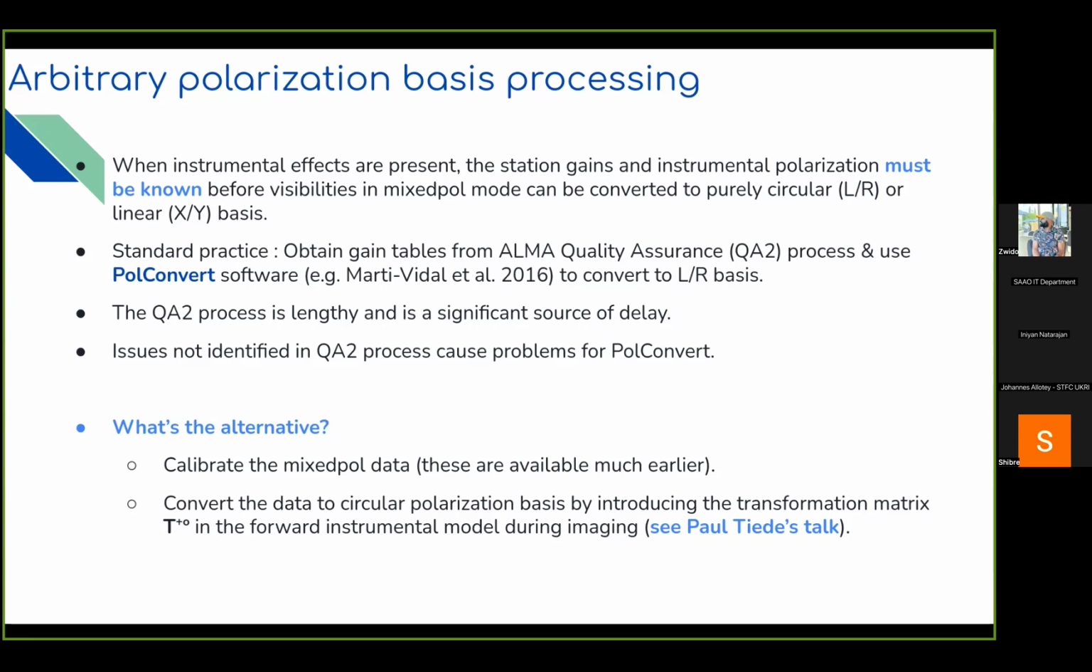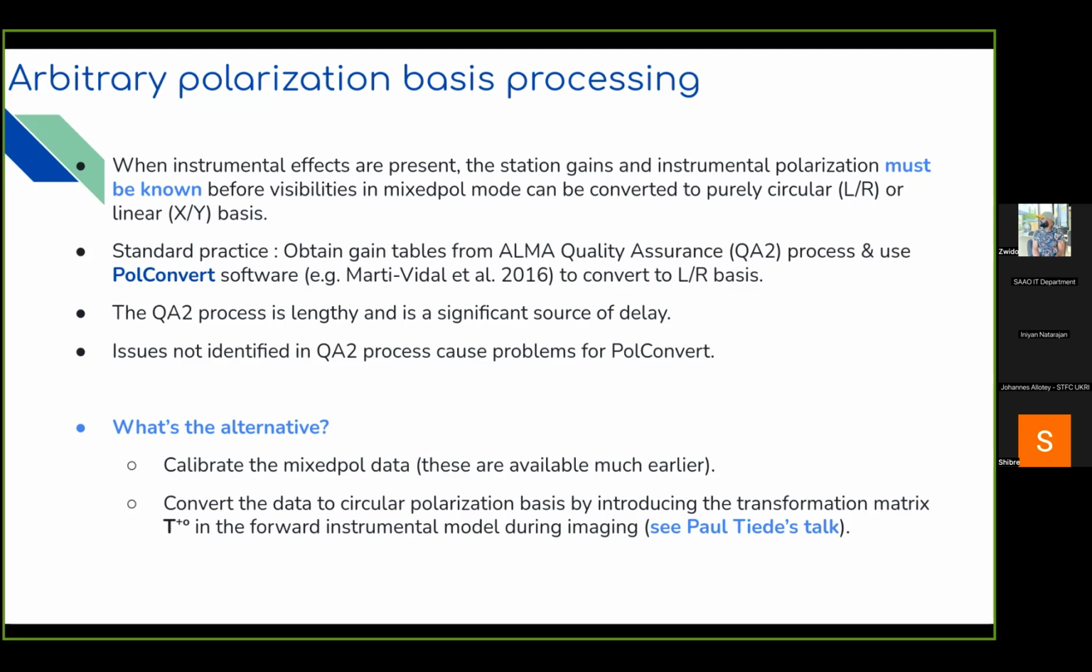The ALMA QA2 process is lengthy and it's a significant source of delay. Often it takes more than a year before we can even start calibrating data that were taken a year ago. And if there are issues that are not identified in the QA2 process, they can cause problems for PolConvert. These errors can propagate down to the data, where you start seeing weird things.